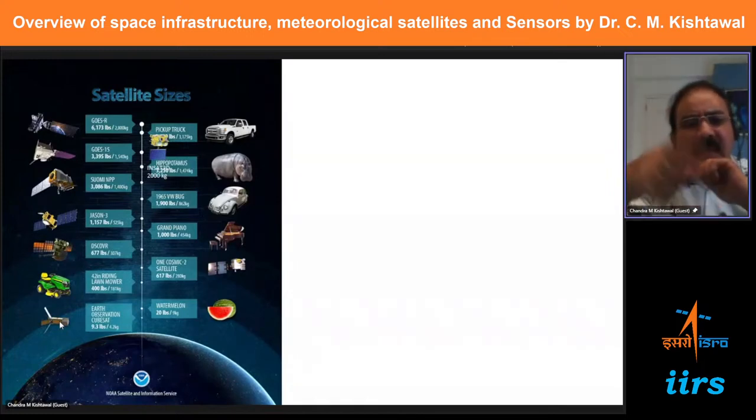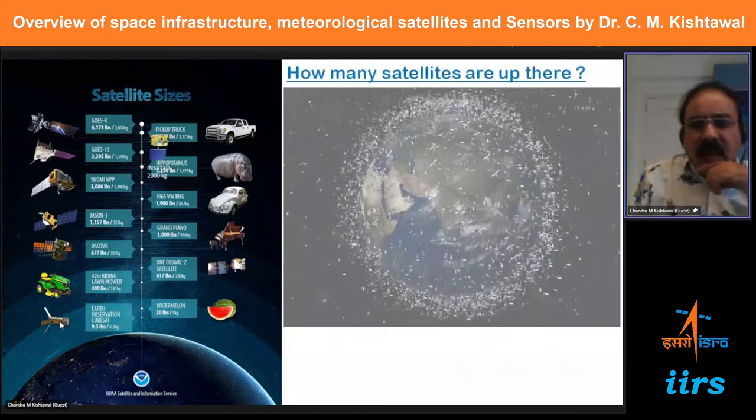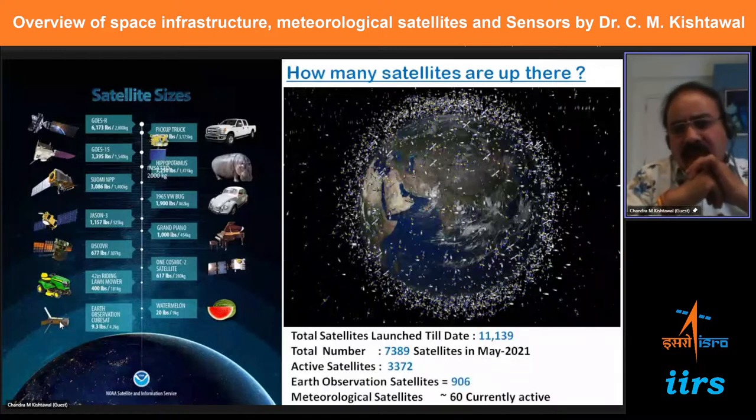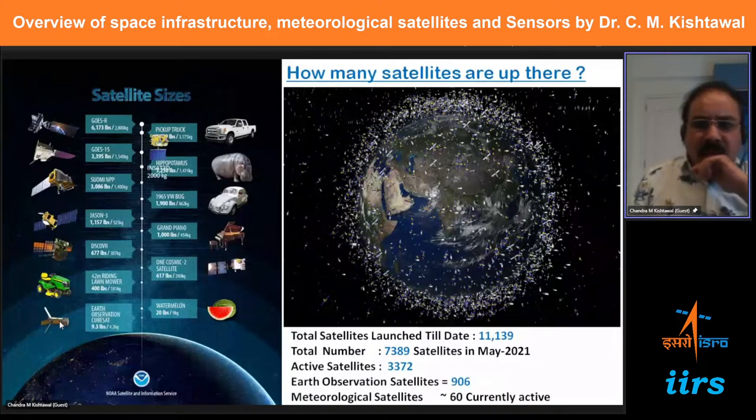Continuously this set of observations from the polar orbit provides repeated coverage because there are many satellites in the orbit. And how many satellites are there? Till now, more than 11,000 satellites have been launched, including all types of satellites. Active satellites are approximately more than 3,000. Out of that, there are 900 Earth observation satellites and 60 meteorological satellites which are currently active. So meteorological satellites are a very small number compared to the total. There are a lot of communication satellites, Earth observation satellites, and many other kinds. Even though meteorological satellites are not many, they play an extremely vital role in our day-to-day activities. This number keeps going up and up, and there are many satellites still in the pipeline.